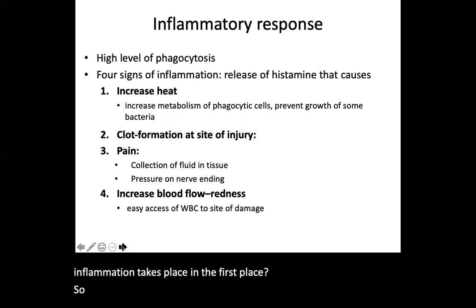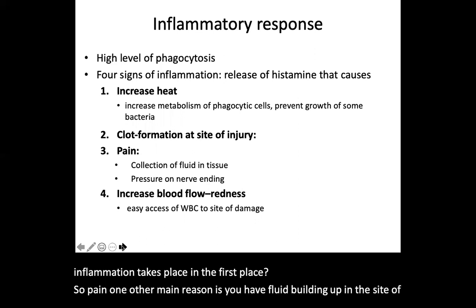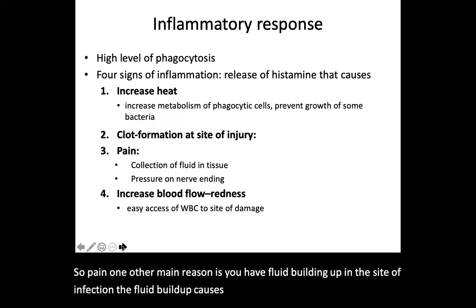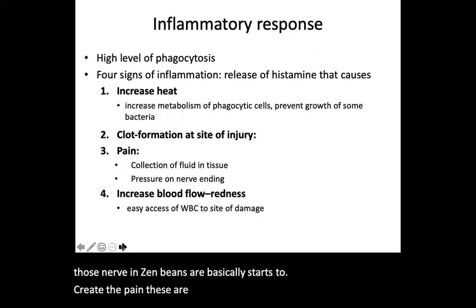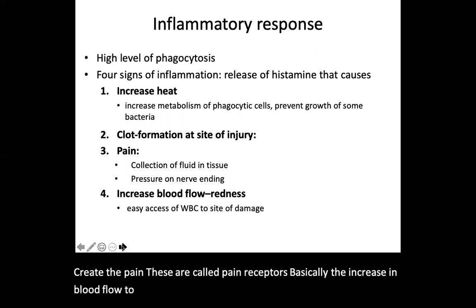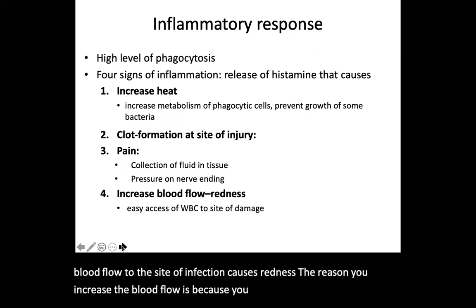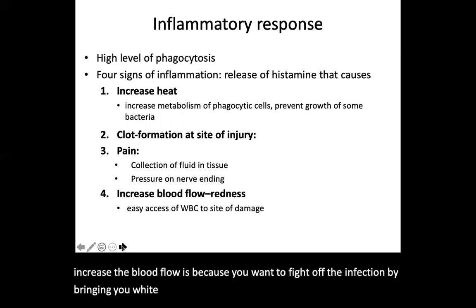One of the main reasons is you have fluid building up in the site of infection. The fluid buildup causes pressure on the nerve endings, and those nerve endings basically start to create the pain. These are called pain receptors, basically. The increase in blood flow to the site of infection causes redness. The reason you increase the blood flow is because you want to fight off the infection by bringing new white blood cells to the site of injury.